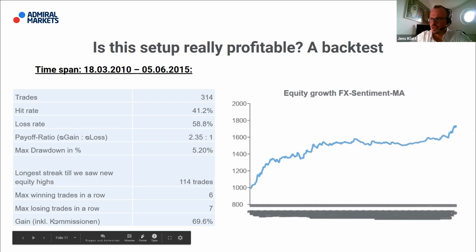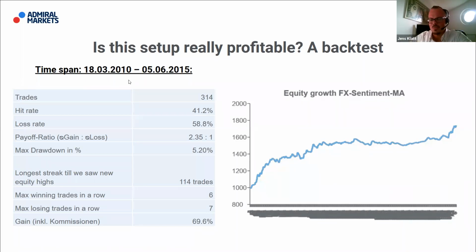You can see it says inklusive Kommission, the German wording for including commissions. So the net performance was 69.6%, which is quite impressive, I think, over such a time span for a quite easy and not very difficult to understand trading strategy.